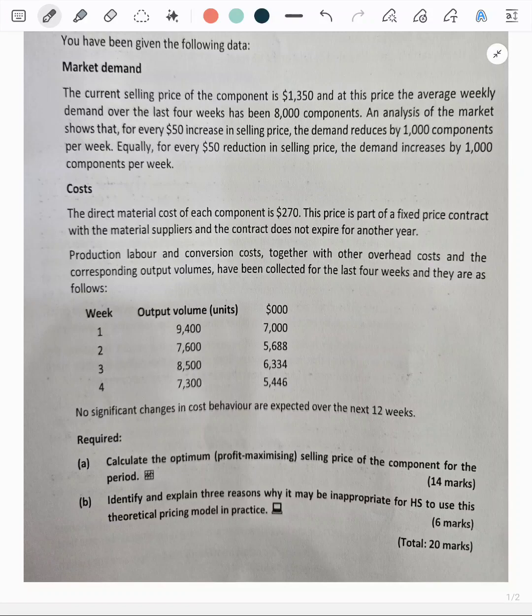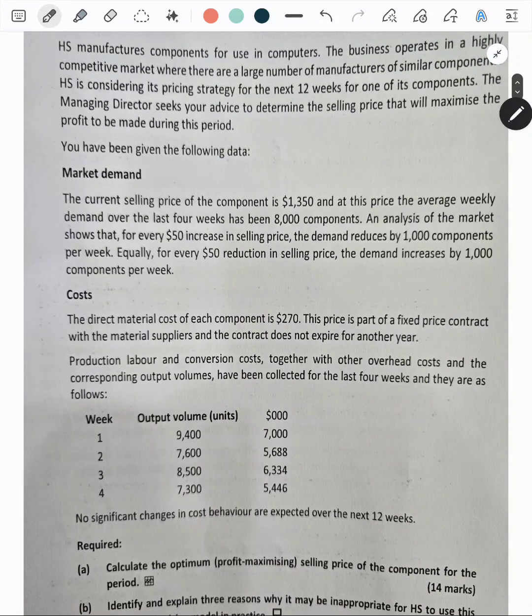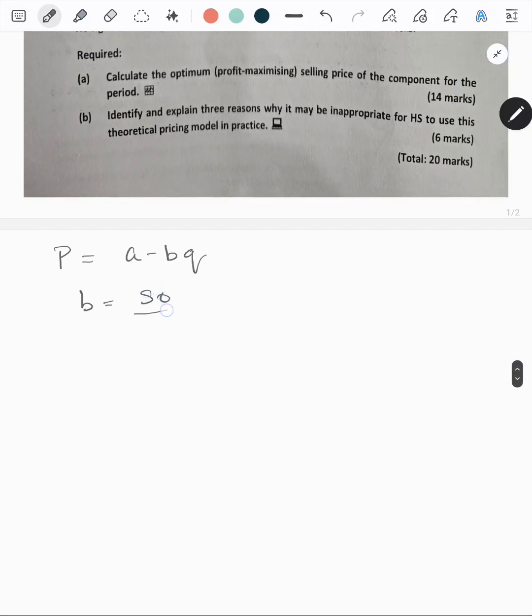So what is the price equation or the demand equation which can maximize our profit? That is P is equal to A minus BQ. B is the change in selling price over the change in quantity demanded. This is the information which has already been given, and it is 50 upon 1000, and this will be 0.05. So we have B.